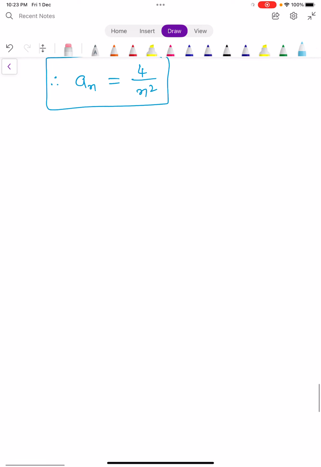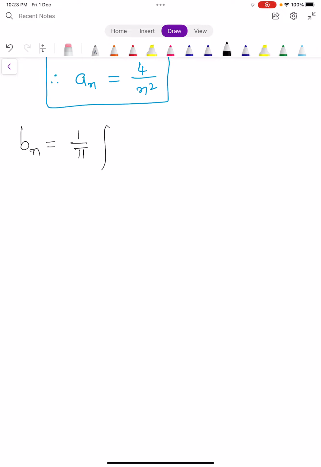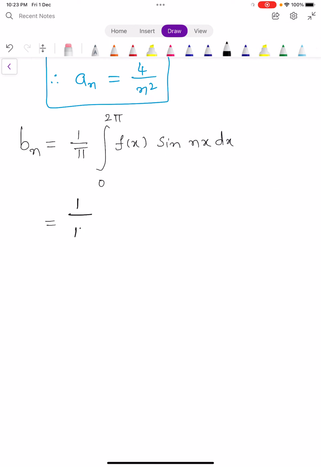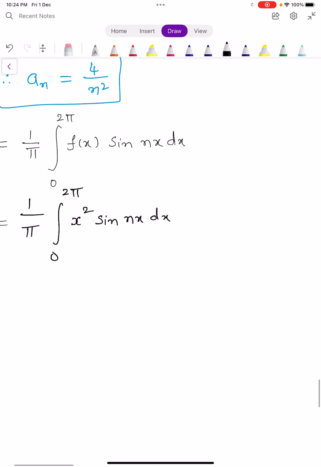Now we are going to calculate bn. bn is equal to 1 by pi integral 0 to 2 pi f of x sin nx dx, which is equal to 1 by pi integral 0 to 2 pi, f of x means x square, sin nx dx. Again, this is in the form of Bernoulli's principle.